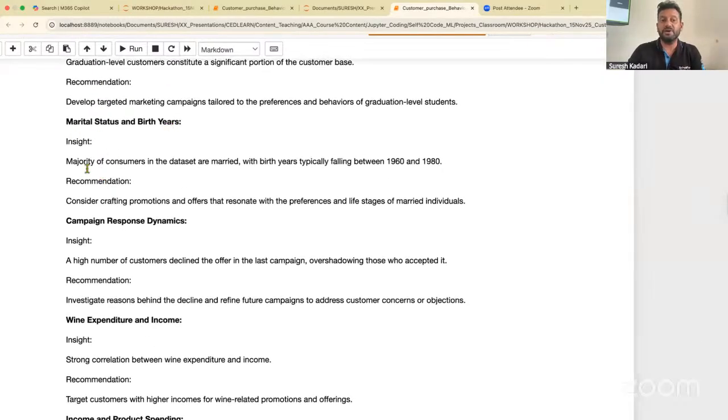Marital status versus birth year. The majority of the consumers in the data set are married, and birth year typically follows this. So you can understand what the trend of that population can be. Okay, you can do that.